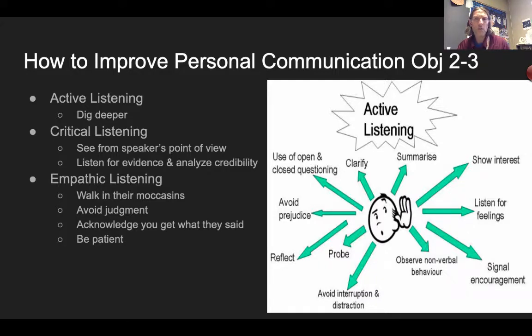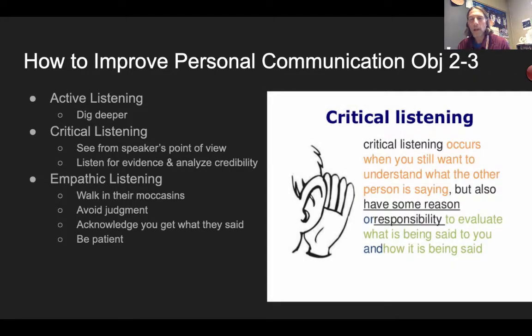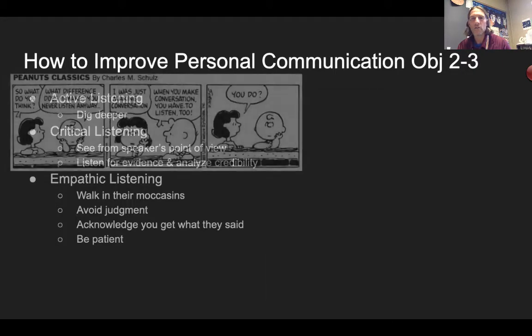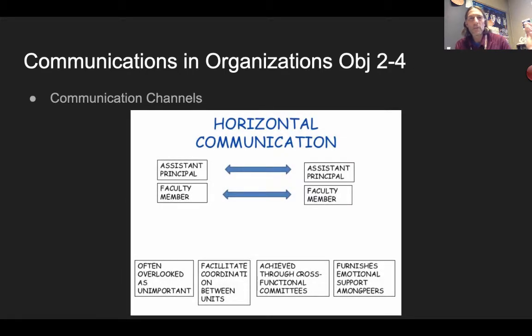And a lot of times you can do that by saying something like, from what I'm hearing, you're telling me, and then repeat it back and see if that's right or not. And most of all, be patient. So take your time, be invested, and really try and get yourself tuned into what those other people are doing and saying and communicating. So some of the different ways that communication happens in organizations.